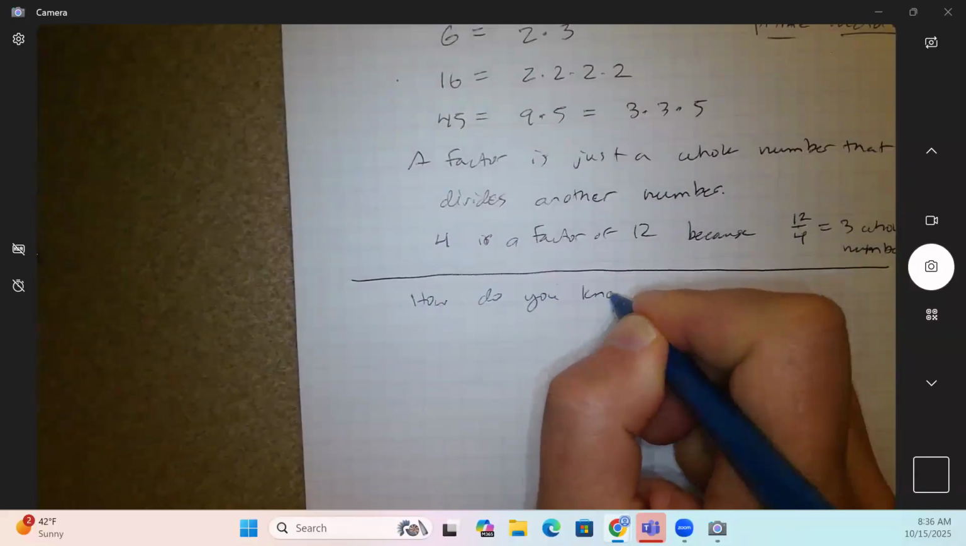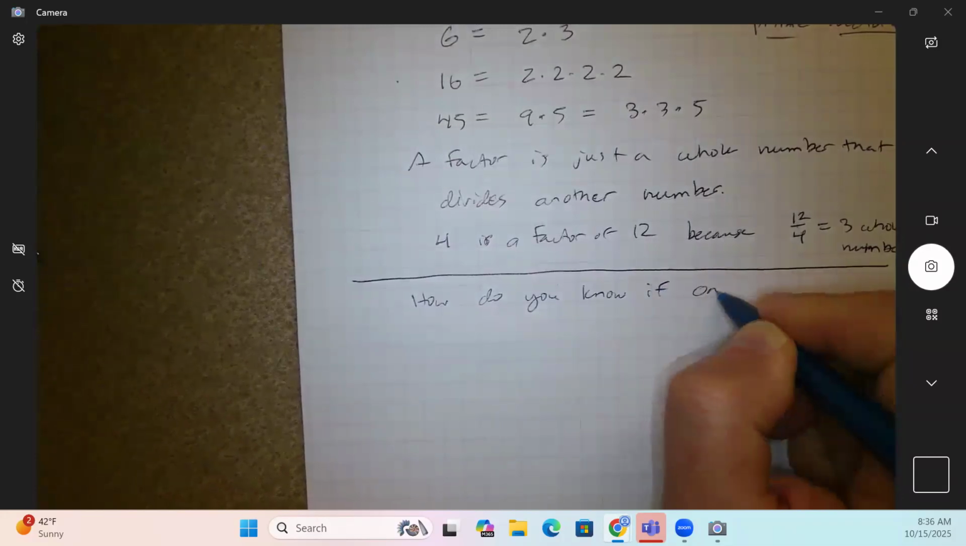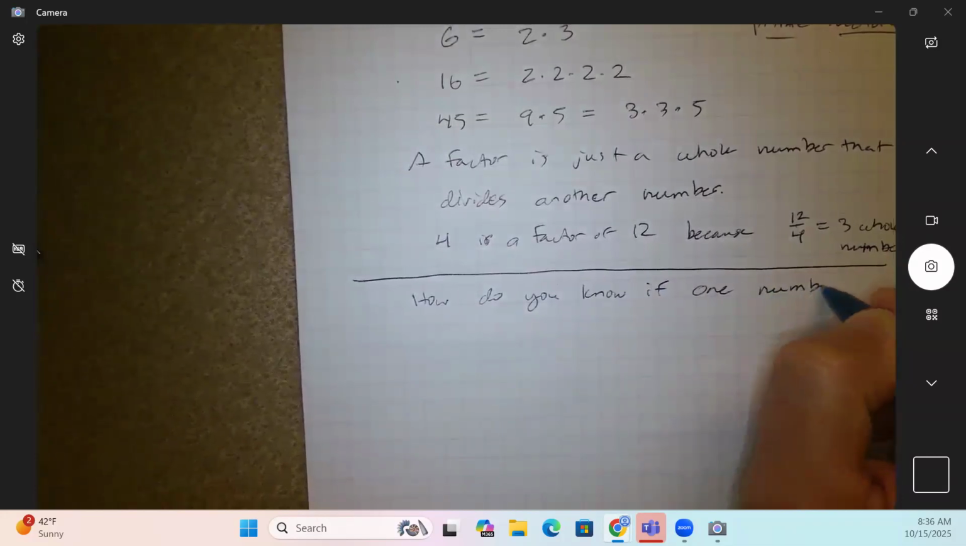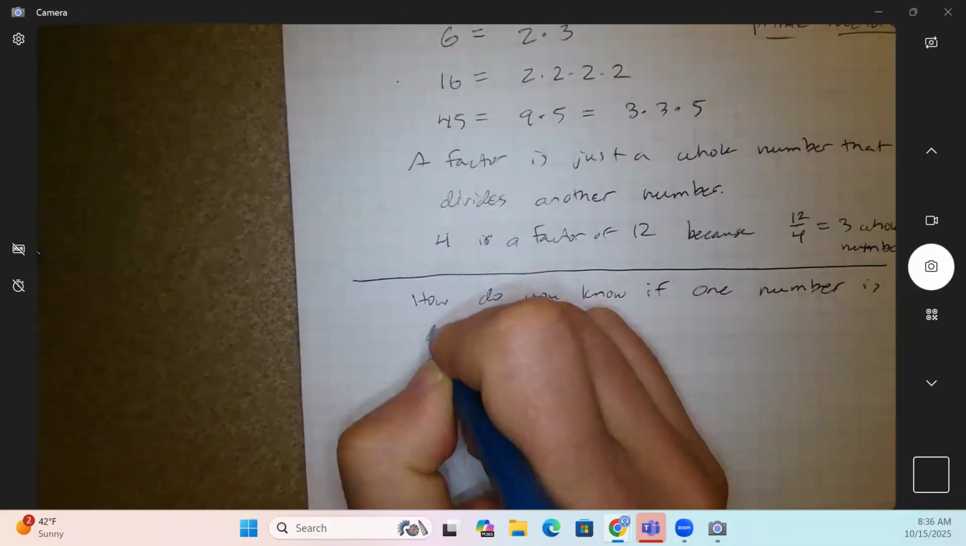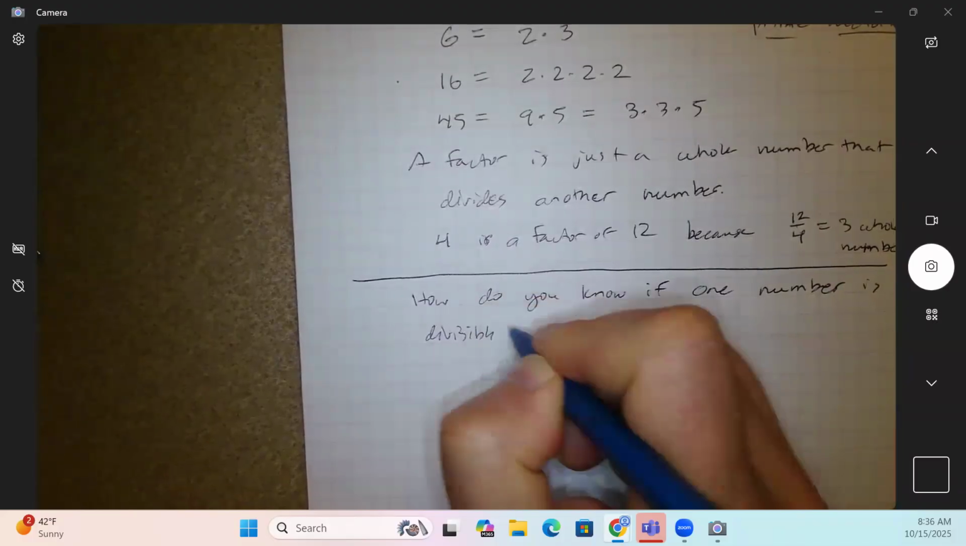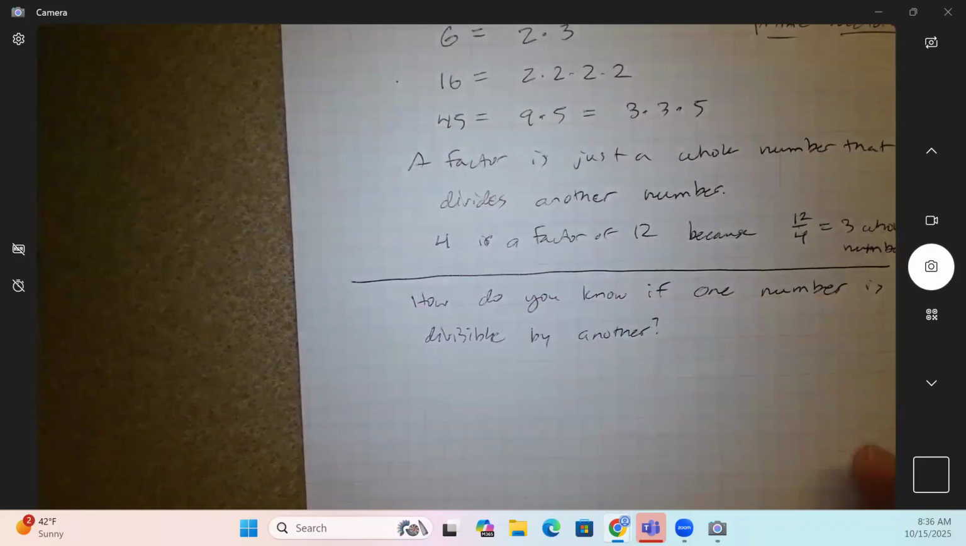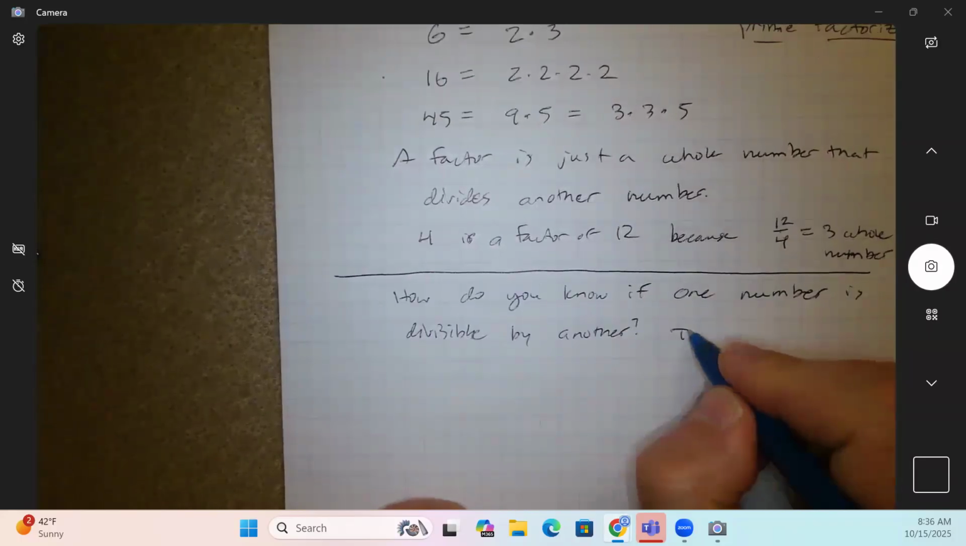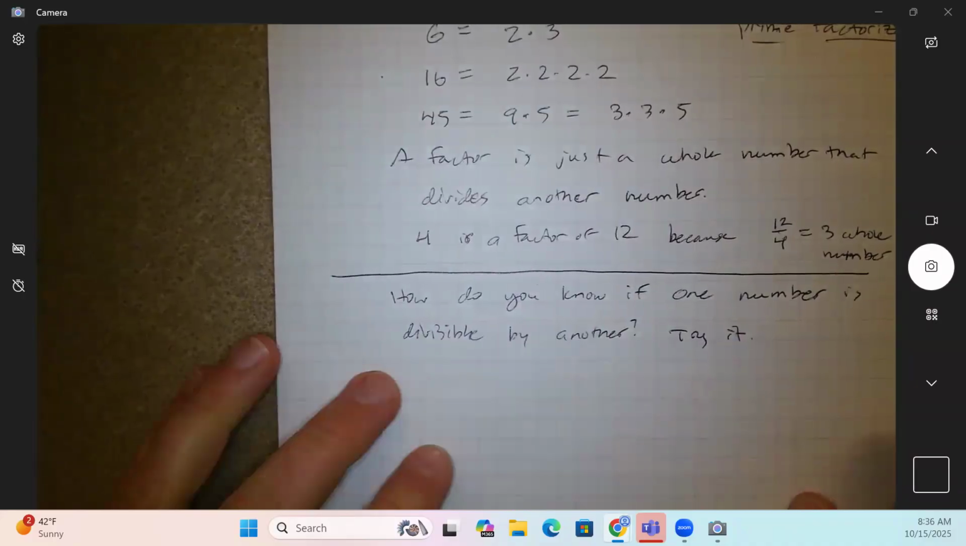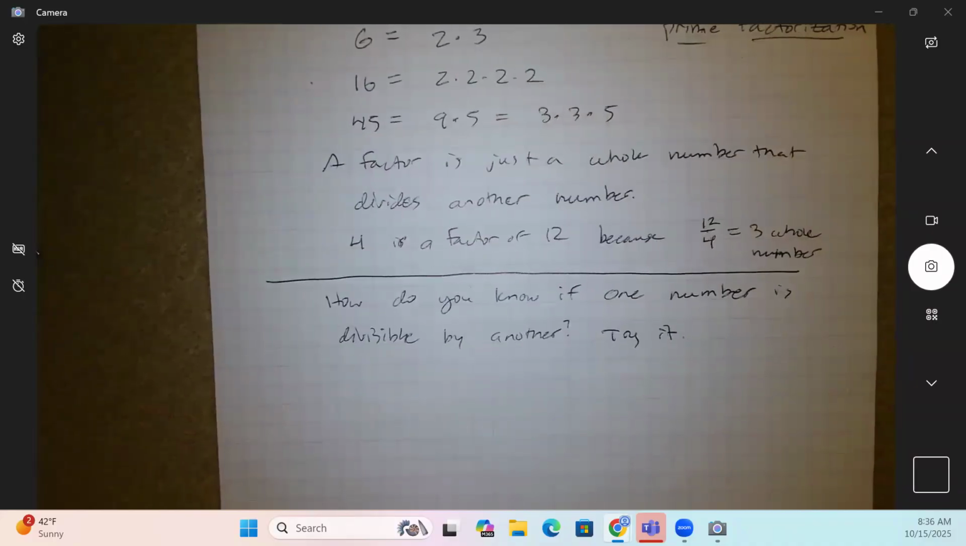How do you know if one number is divisible by another? Try it. That's what calculators are for. If you can't do it in your head, that's okay. I want you to practice being able to do it in your head. But in general, how do you know if one number is divisible by another? You try it.